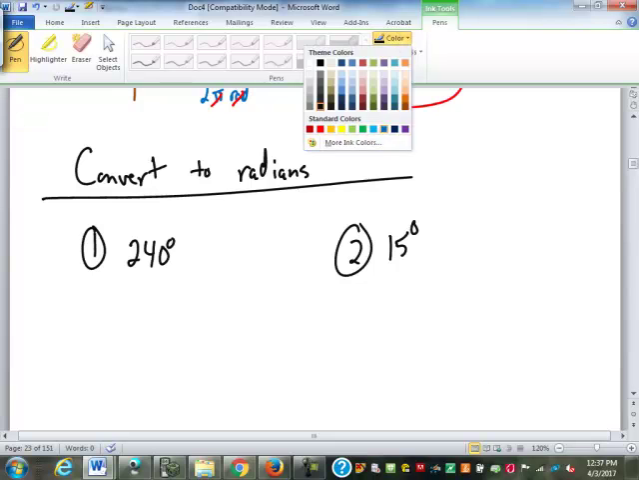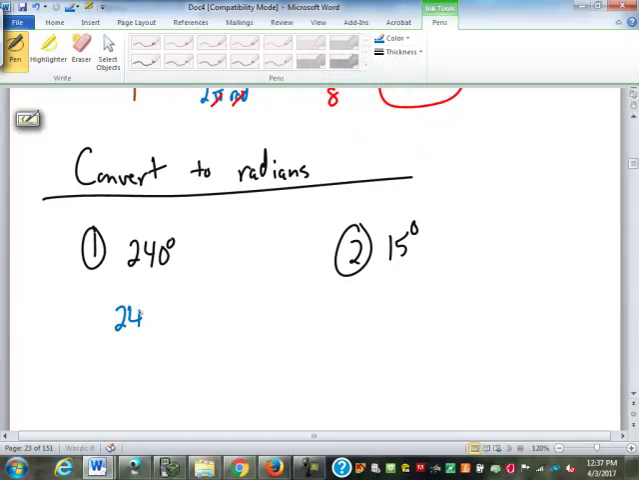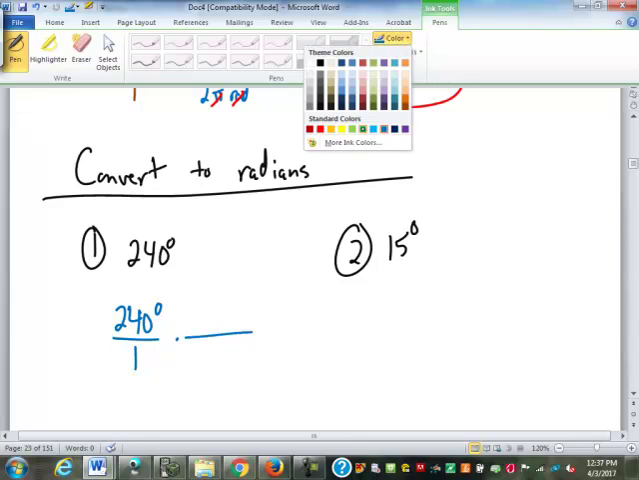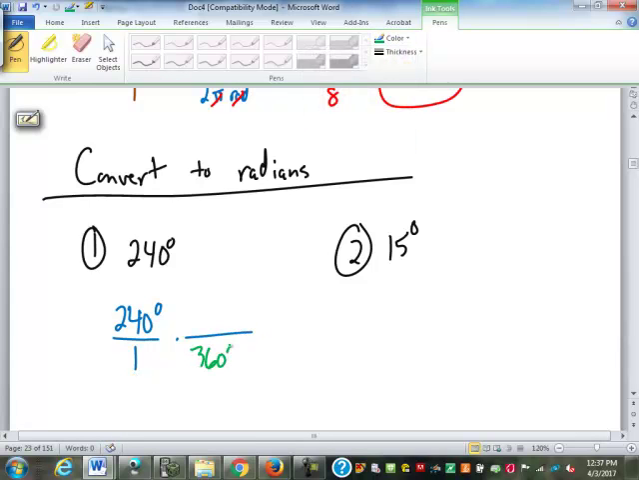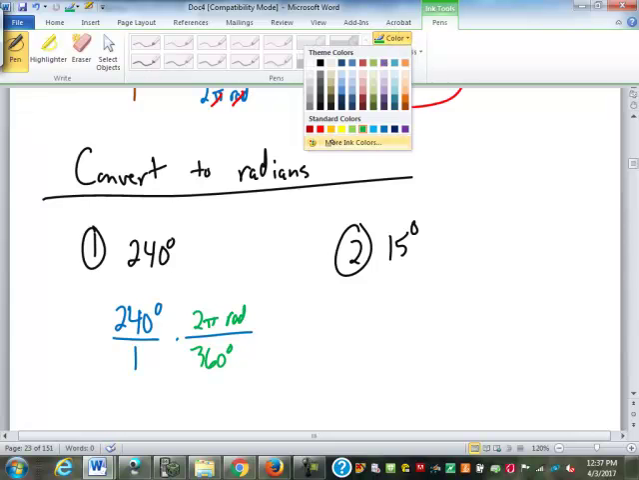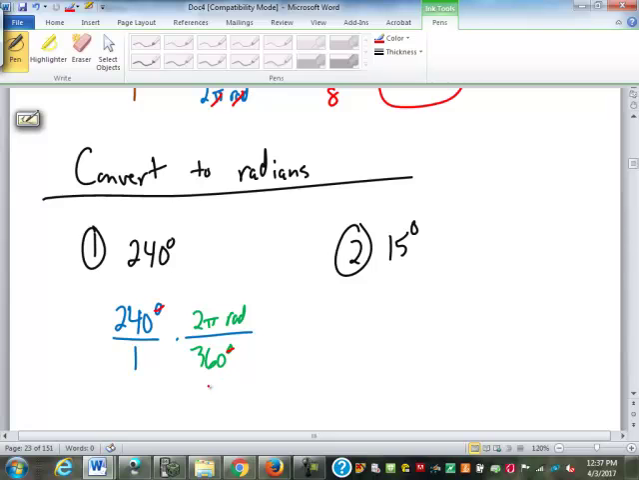So, 240 degrees over 1. Sounds about right, yep. So we're going to put 2 pi on top, radians, 360 degrees on bottom. Degrees cancel. I'm going to divide out 120 here to get 2 and 3. 2 times 2 pi is 4 pi. 1 times 3 is 3, so 4 pi over 3 radians.